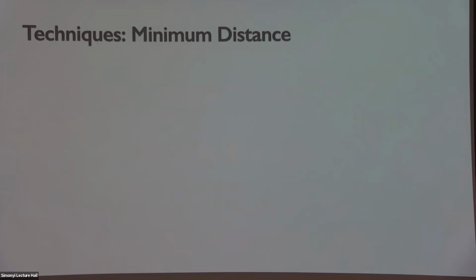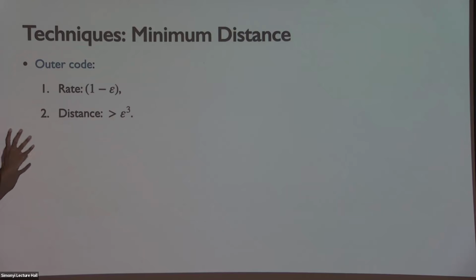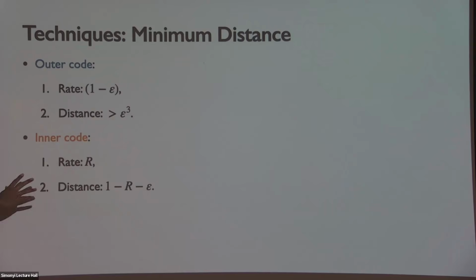So how will this be used? Let's look at this reformulated proof for minimum distance. This is from the AEL paper. It's a reformulation of their proof. The outer code that they use is one which has rate close to 1 and distance which is okay, epsilon cubed. People know how to construct this. It's not very novel. The inner code is one which is formed by brute force. It is the code with the good property, so it has rate r, distance 1 minus r minus epsilon.